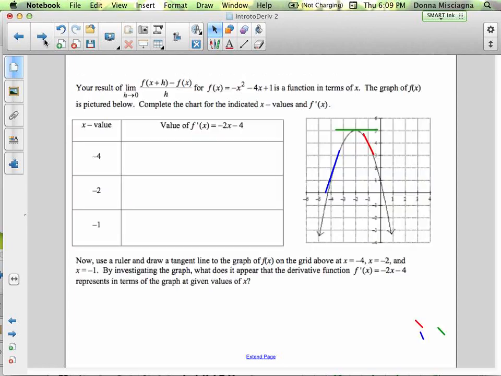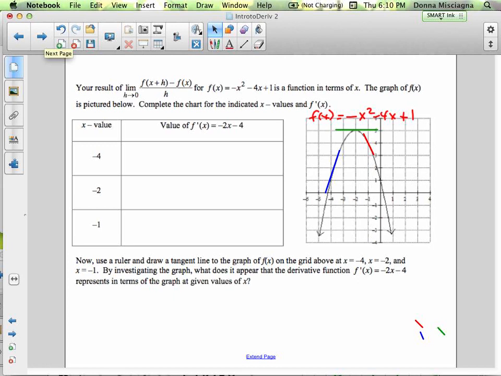And that's in your notes already, all filled in. The only thing I did here that's not in your notes is I already graphed some lines. So the result of the limit as h approaches 0 of f of x plus h minus f of x over h for f of x equals negative x squared minus 4x plus 1 is a function in terms of x. The graph of f of x is pictured below. So it's f of x. That means that this is the graph of negative x squared minus 4x plus 1. And I don't think it's too difficult for us to figure out that it is not negative 2x minus 4.